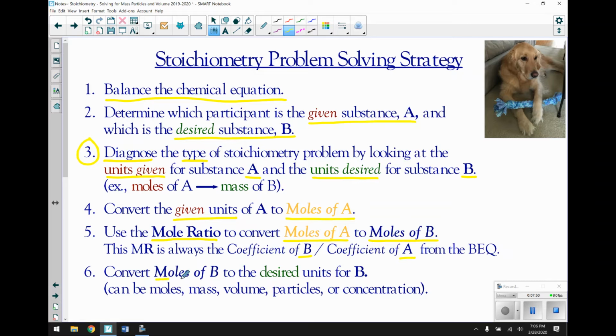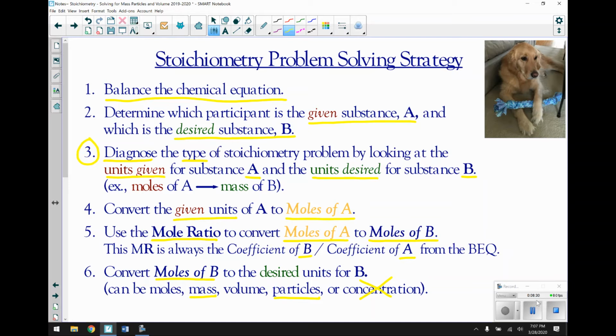Finally, once the mole ratio gives us moles of B, we can use moles of B to calculate, maybe, mass of B. Well, from moles to mass, we'd use molar mass. Let's say we may want to calculate particles of B. Well, we'll take the moles of B and use Avogadro's number to calculate the particles of B. And again, we're going to touch on volume in this lecture. We won't be talking about concentration. Concentration we will talk about when we do solution chemistry, and we'll be talking about concentrations of solutions.